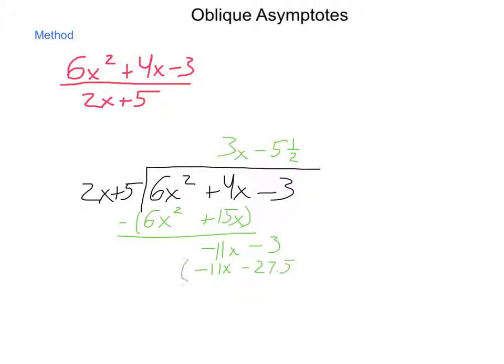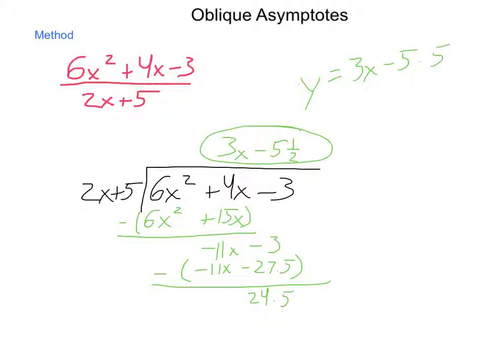Now we're going to subtract these lines. Negative 11x minus a negative 11x is 0. Negative 3 minus a negative 27.5 is 24.5. Now, in this case, we remove or ignore our remainder. And what we have as our quotient is our oblique asymptote. So y equals 3x minus 5.5 becomes an oblique asymptote that will help structure the function.